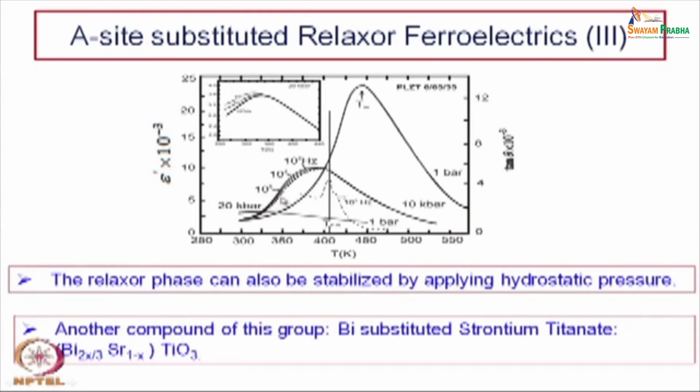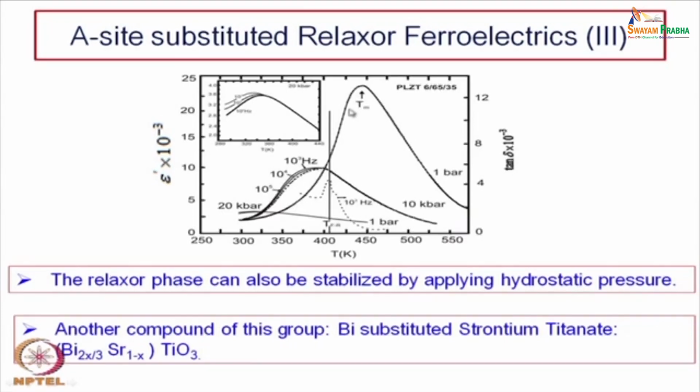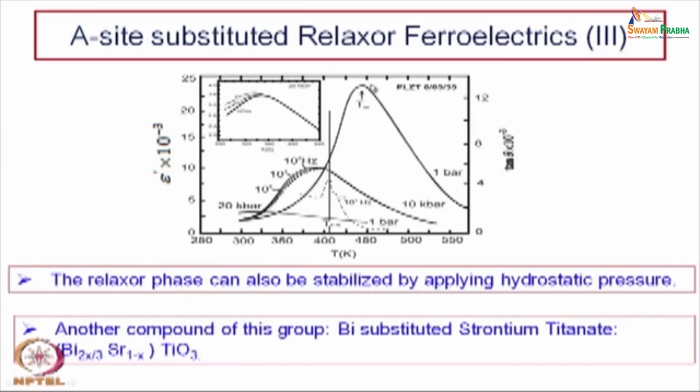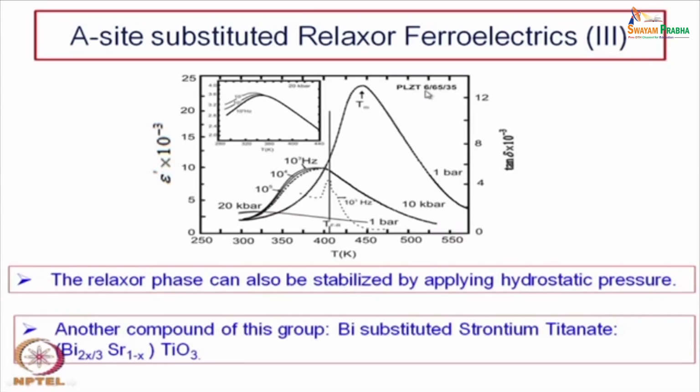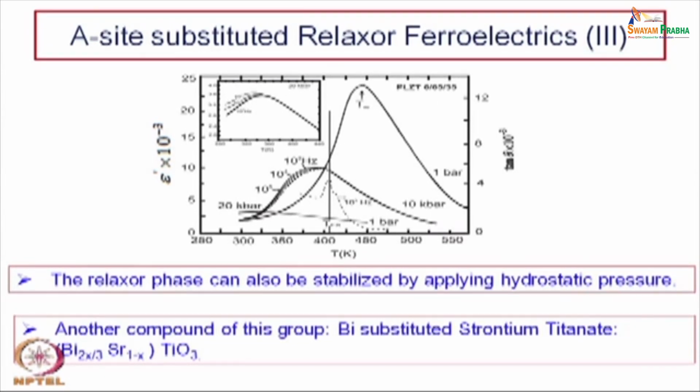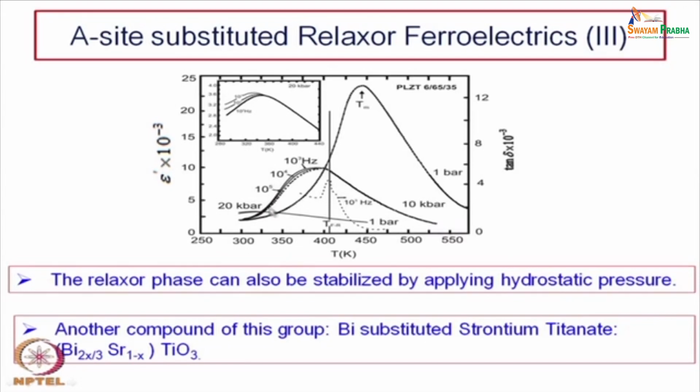So, you have a much broader peak here and it decreases in the temperature range, whereas if you have 1 bar, it is a much sharper peak with 6 atom percent, which is the lower limit of lanthanum, where one can expect the relaxor behavior. However, it becomes quite distinct when a higher pressure is used.